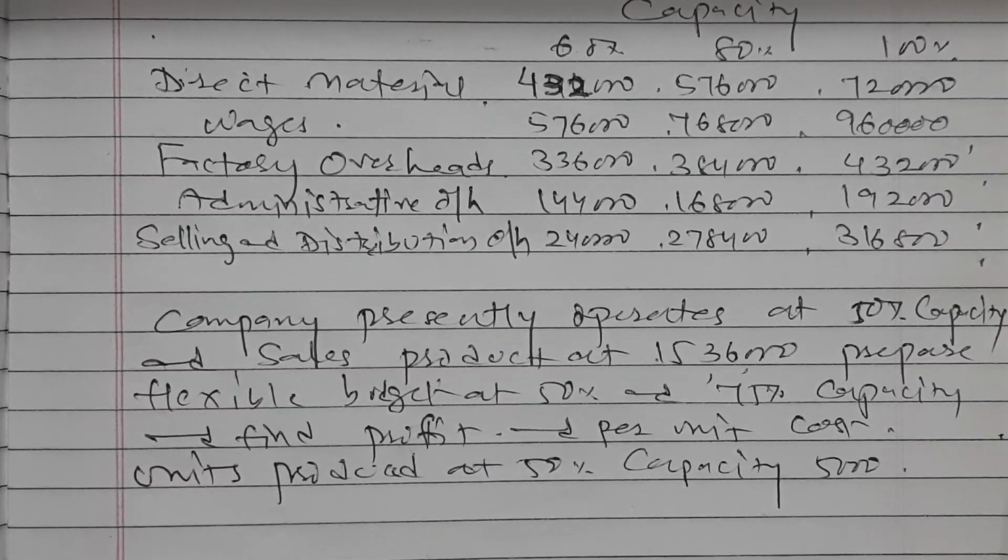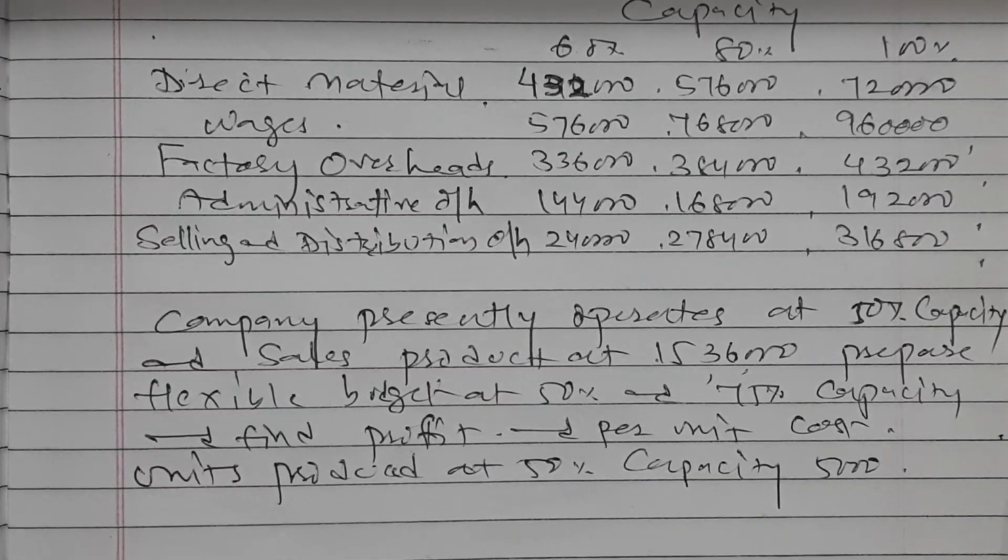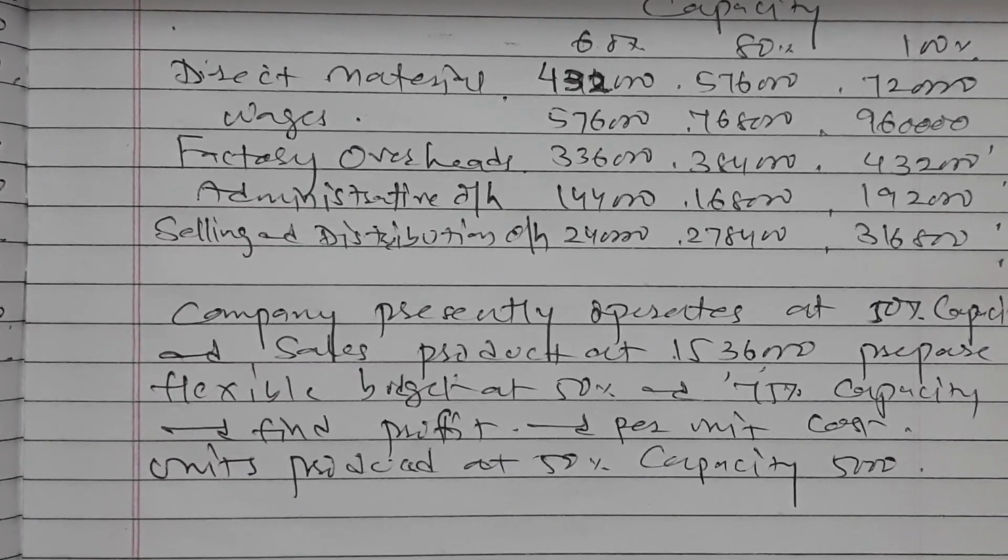Then it has been given that the company presently operates at 50% capacity and sells the product at 15,36,000. Prepare a flexible budget at 50% and 75% capacity and find profit and per unit cost. Units produced at 50% capacity are 5,000 units.